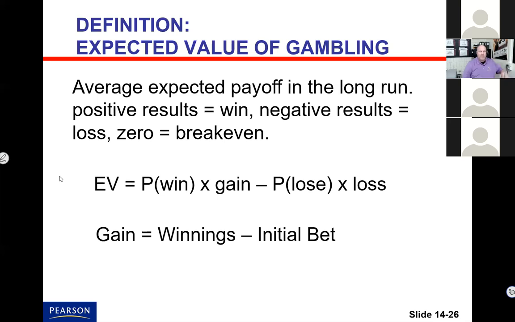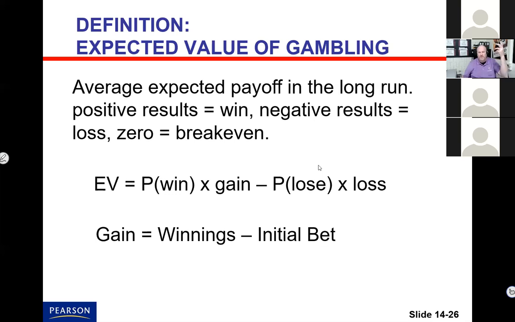Okay, this is a simple formula, and I think this formula is on the formula sheet. There are four things: probability of winning and probability of losing. Those two probabilities always added together equal 1.